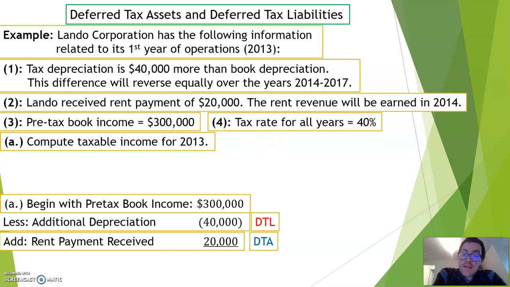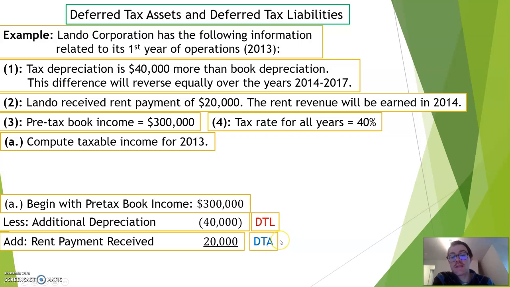Now, I'm writing DTL and DTA next to these. The depreciation gives rise to a DTL, deferred tax liability. That means you're deferring paying taxes. It's good right now, right? The taxable depreciation is more, so we're saving extra money there. We get to subtract a higher number from our income tax report. But we're going to have to catch up later. It says this will reverse equally over the next 4 years.